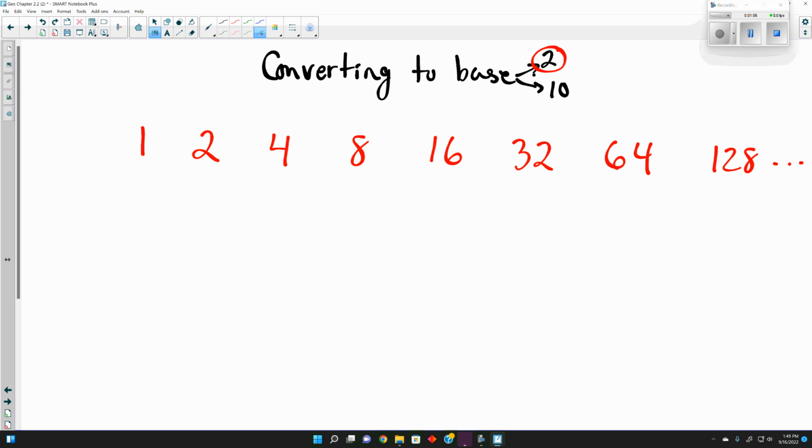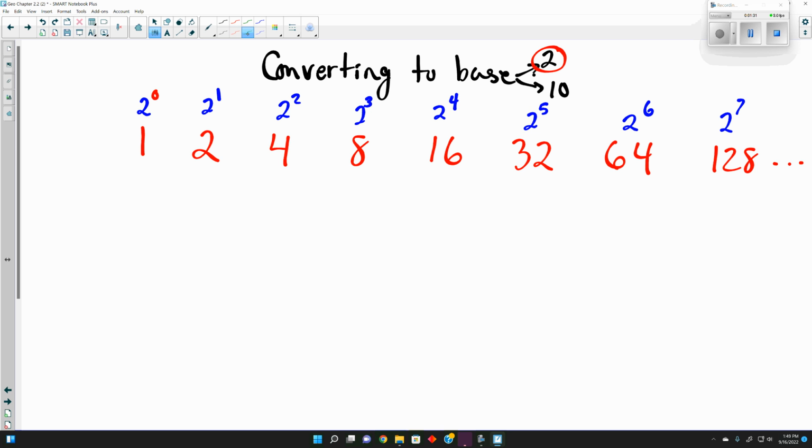Because what we're saying is that each of the numbers for a base 2 is talking about 2 to a power. So really 1 is 2 to the 0. 2 is going to be 2 to the first. 4 is 2 squared, 8 is 2 to the third, 16 is 2 to the fourth, 32 is 2 to the fifth, 64 is 2 to the sixth, 128 is 2 to the seventh.